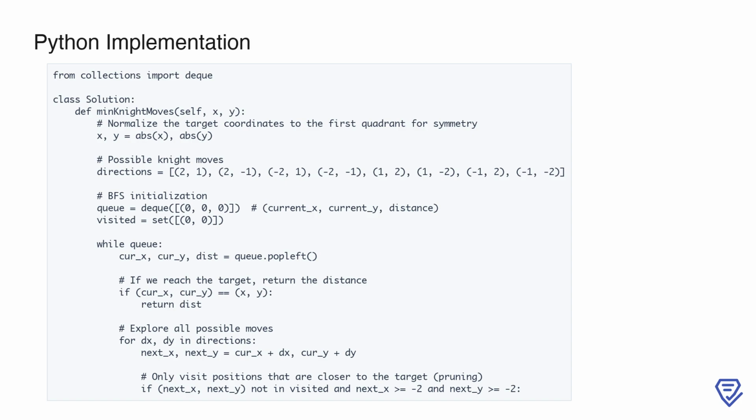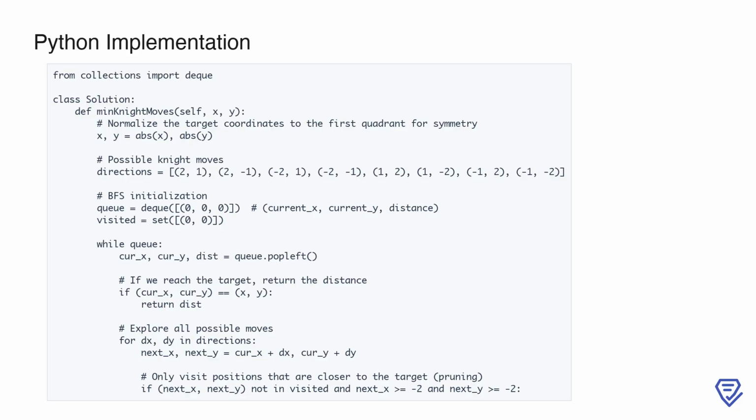To implement BFS, we initialize a queue with the starting position, 0, 0, and a distance of 0. We also create a set called visited to keep track of positions we've already explored, starting with 0, 0. The BFS loop begins by dequeuing the current position and distance. If the current position matches the target, we know we've reached the destination, so we return the distance.